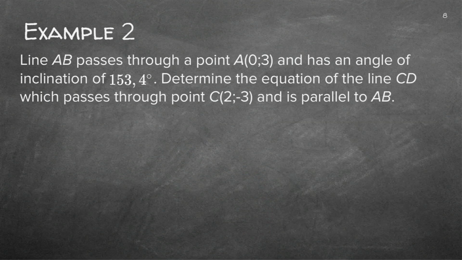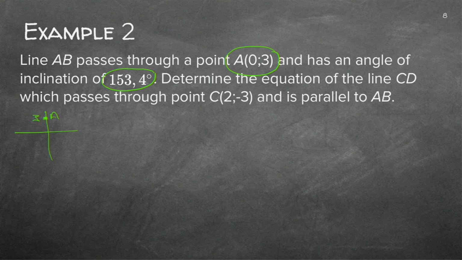Good. Another example. Let's look at this one. Line AB is passing through point A, 0 and 3 and has an angle of inclination of 153. Now, I'm just going to very roughly, there's approximately 3. So that's my point A. It's got an inclination of 153 degrees. Can you remember angle of inclination? Bit of revision. It's always from the x-axis anti-clockwise.